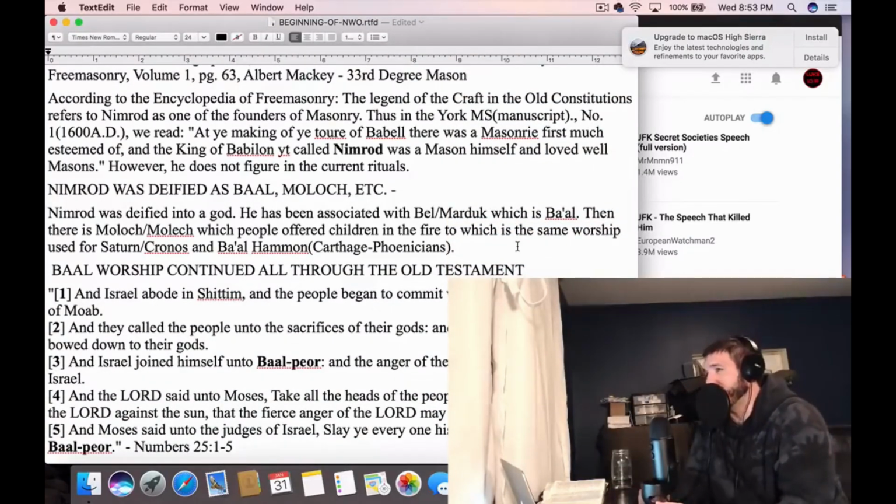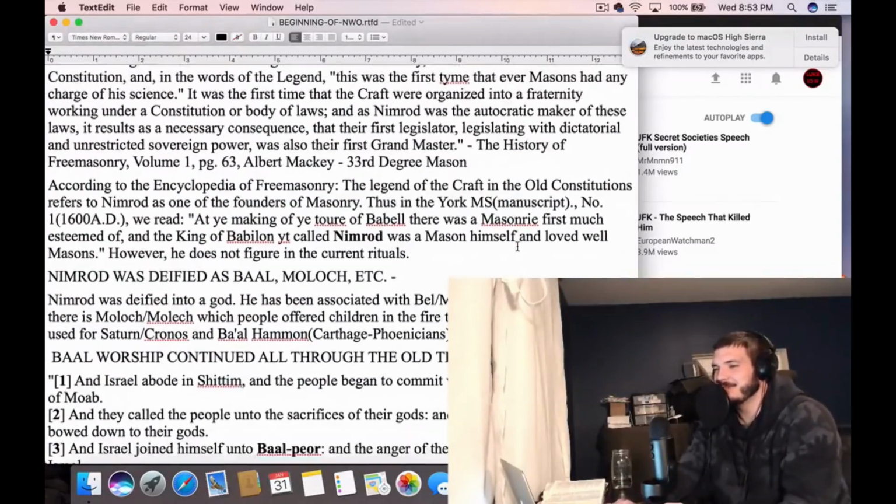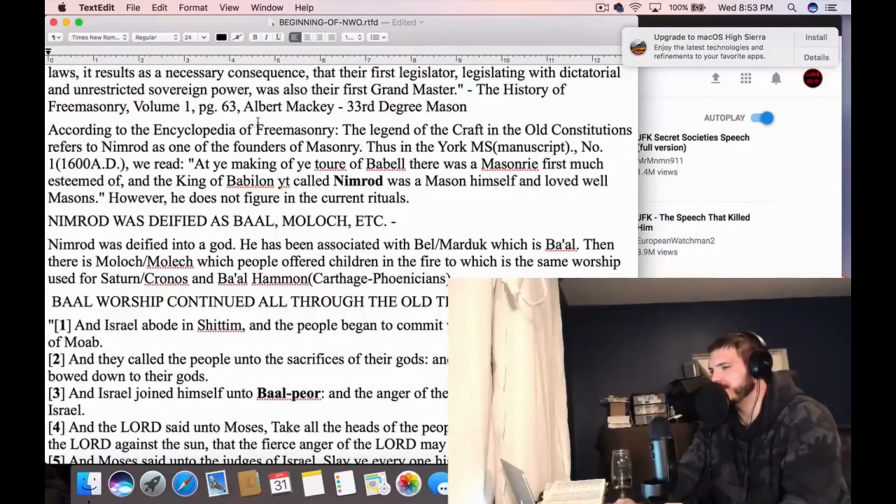And neither can you be a politician holding office without being a traitor either. That was from the History of Freemasonry, Volume 1, page 63, Albert Mackey. According to the Encyclopedia of Freemasonry, the legend of the craft in the old constitutions refers to Nimrod as one of the founders of Masonry. Okay, here's the last proof of this. Quote, "Thus in the York manuscript from 1600 AD we read, At ye making of ye Tower of Babel, there was a masonry, first much esteemed of, and the king of Babylon, it called Nimrod, was a mason himself, and loved well masons." However, he does not figure in the current rituals.